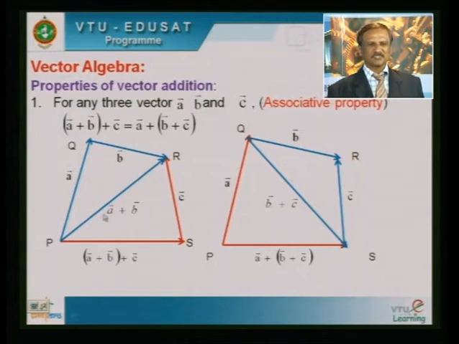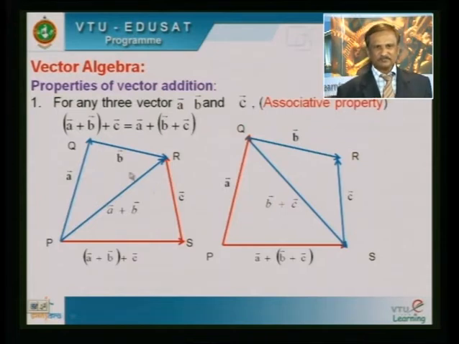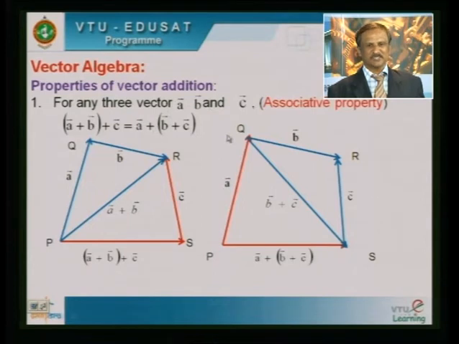Is it clear? So, in the similar way, once again you can use the same triangle law. PR is A plus B, then you can use RS as C, then you want to calculate PS. So, PR plus RS is equal to PS. Then what you will get? A plus B plus C, that is the side PS. You can write down these things in the form of words. And similarly, you want to prove another side, A plus B plus C.